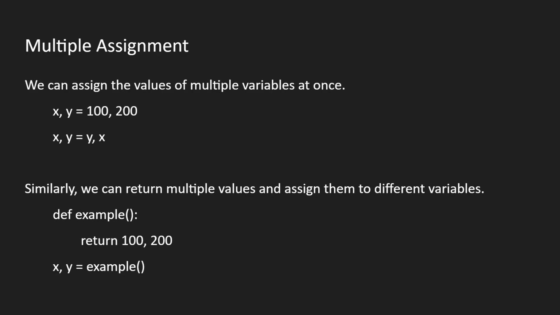We can assign the values of multiple variables at once. So for example, we can say x, y equals 100, 200. And we can also switch the values by saying x, y equals y, x. Similarly, we can return multiple values and assign them to different variables. So here we're returning 100, 200 and setting that equal to x, y when we call the function.